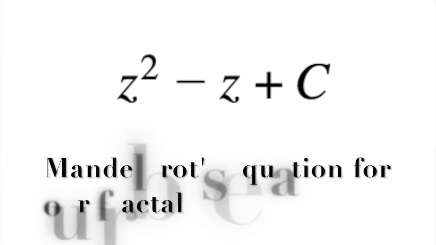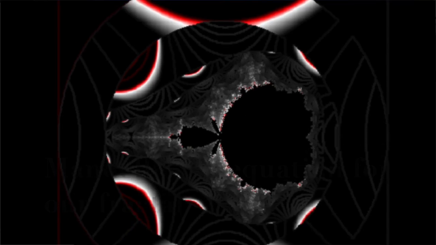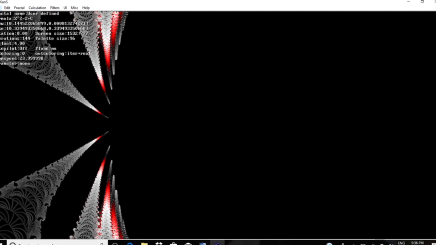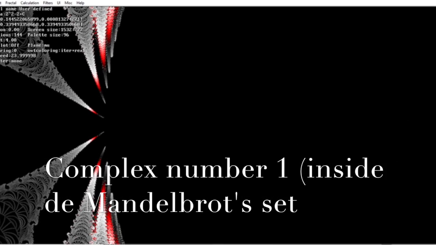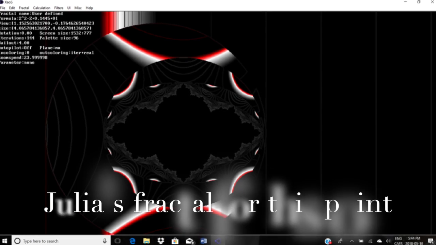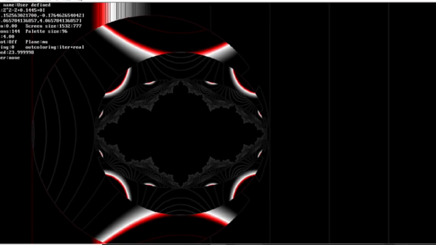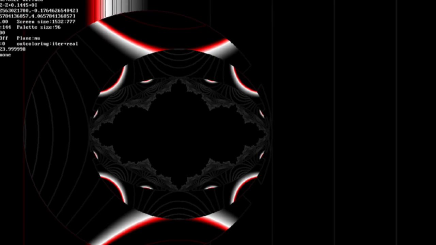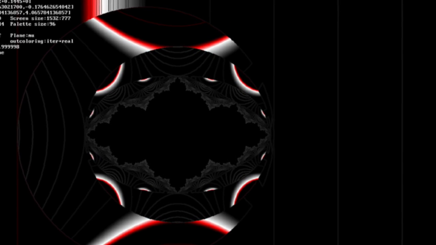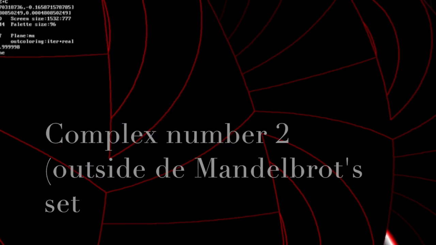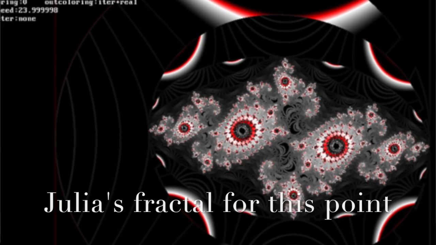So the formula we input was z squared minus z plus c, which looked like this, and a bit more zoomed in looks like this. So we had to pick a point inside the Mandelbrot fractal, which was 0.14 + 0.008i. Then to generate the Julia fractal, instead of having the c, we did plus 0.14 + 0.00i, which gave us this result. And we did the same thing for the second point, which was outside the fractal this time. And this is the result that we had.